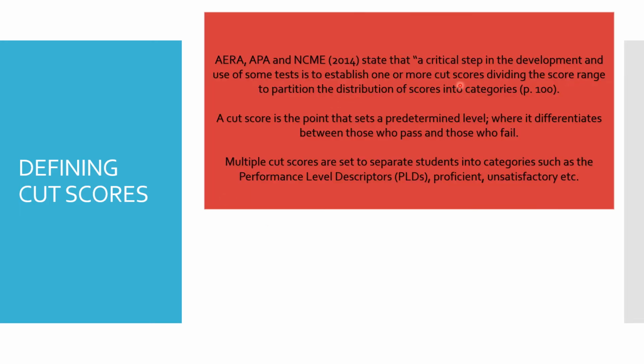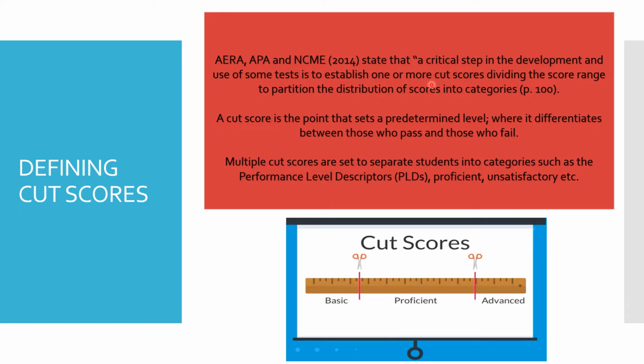So to define cut scores according to AERA, APA and NCME, it is a critical step in the development and use of some tests to establish one or more cut scores, dividing the score range to partition the distribution of scores into categories. And we would have done some sort of partition, remember, from when we did reliability with Dr. Alexander. And what they're saying here is that you can have more than one cut score, and multiple cut scores are set to separate students into categories such as basic, proficient, advanced, and these are what we call the performance level descriptors.